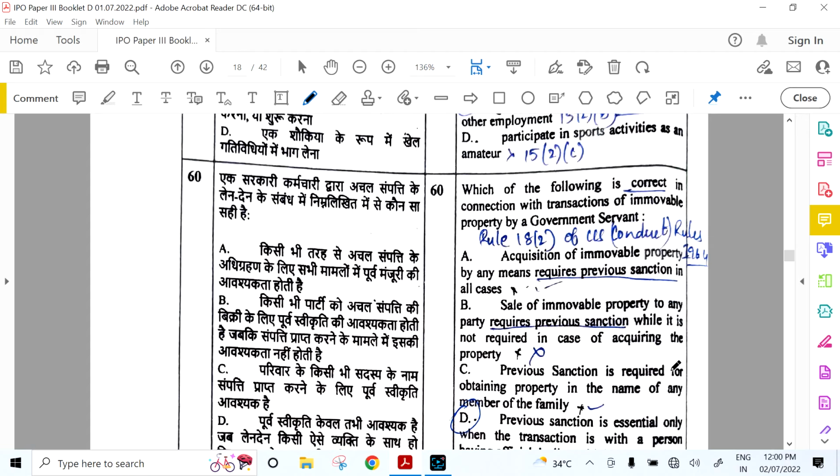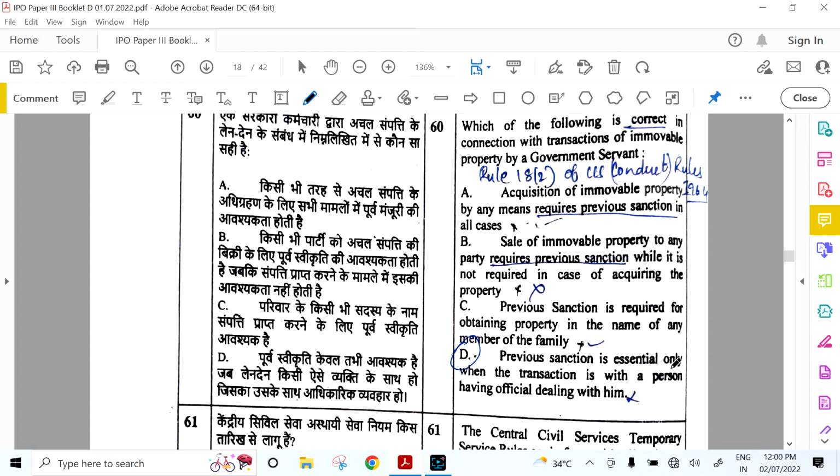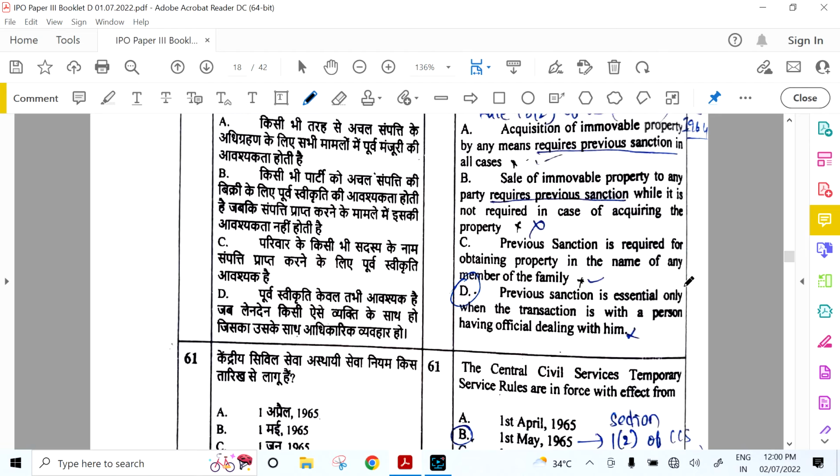Next one, which of the following is correct in connection with the transactions of immovable property by the government servant? It is previous sanction. Acquisition of immovable property by any means requires previous sanction. It is not correct. Sale of immovable property to any party requires previous sanction while it is not required in case of acquiring property. It is also not correct. Previous sanction is required for obtaining property in the name of members of the family. That is not correct. Previous sanction is essential only when the transaction is with a person having official dealing with him.